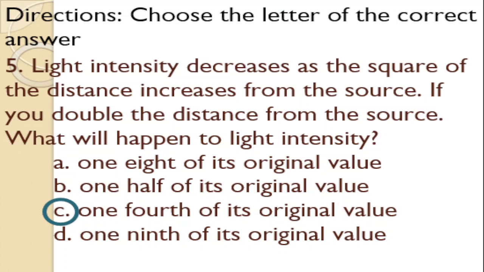Because light intensity decreases by the square of the distance. Since the distance is doubled, we have 1 over 2 squared, and 2 squared is 4, so that will be 1/4 of its original value. If the light is 1, then the light intensity would be lessened to 1/4.